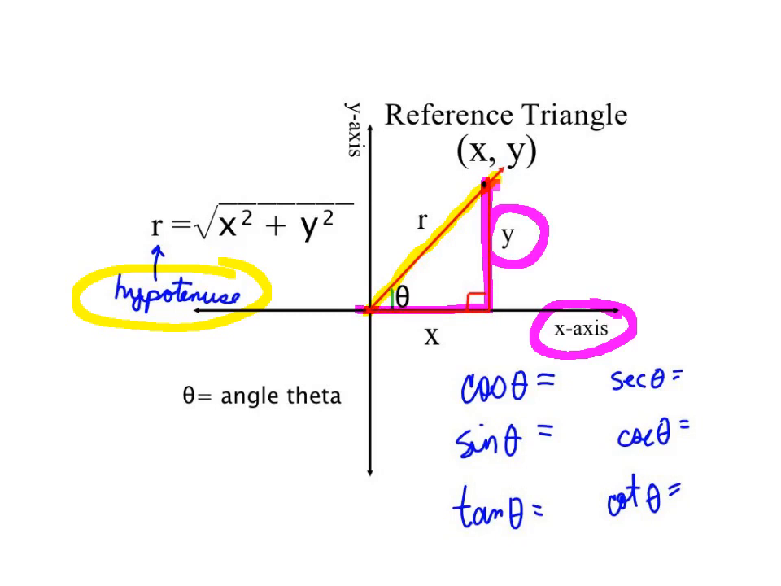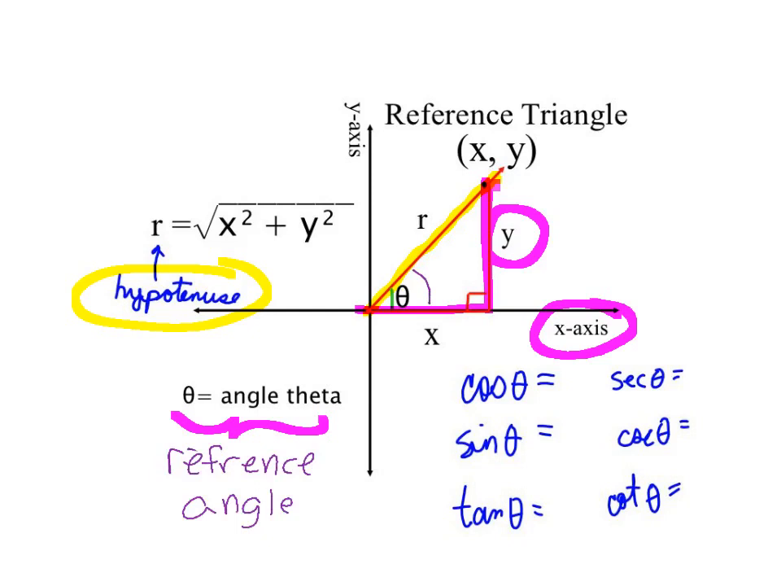The angle theta is always the angle sitting inside of our triangle, and we many times are going to refer to that as our reference triangle. So our angle closest to the origin inside of our triangle, that acute angle, we will many times refer to as our reference angle.